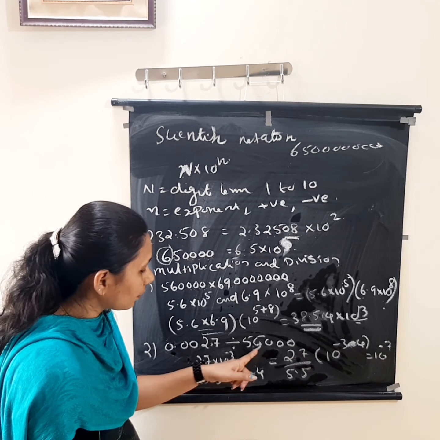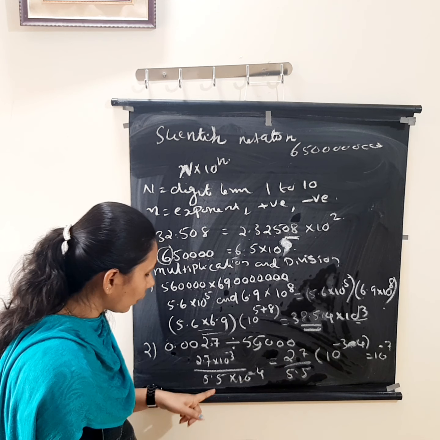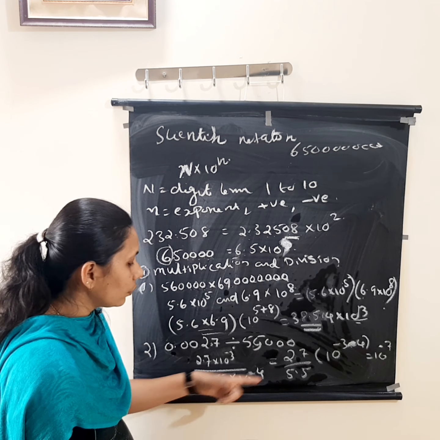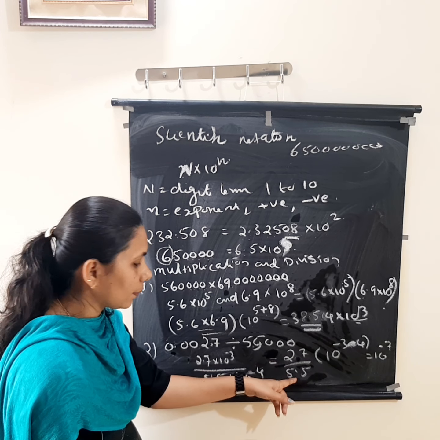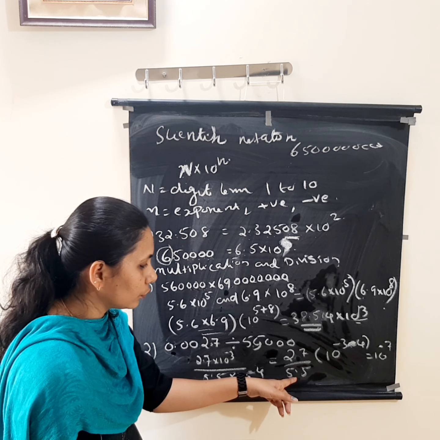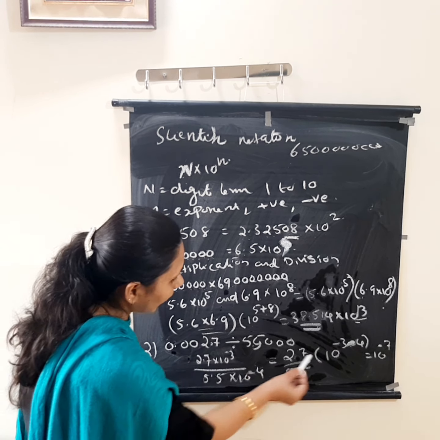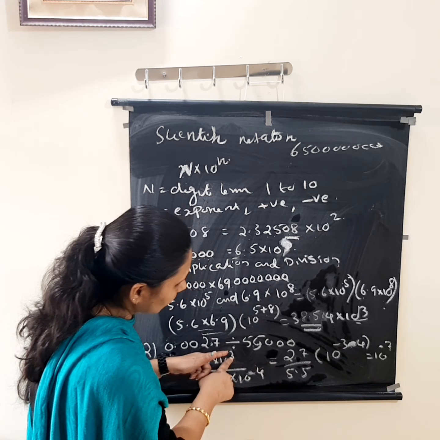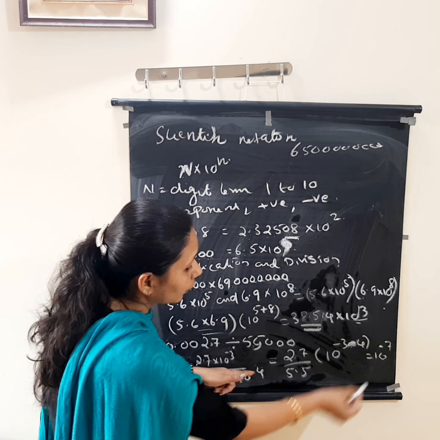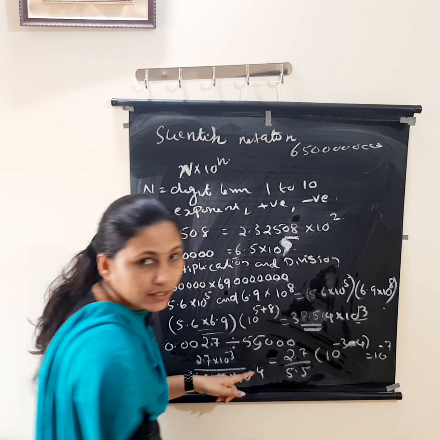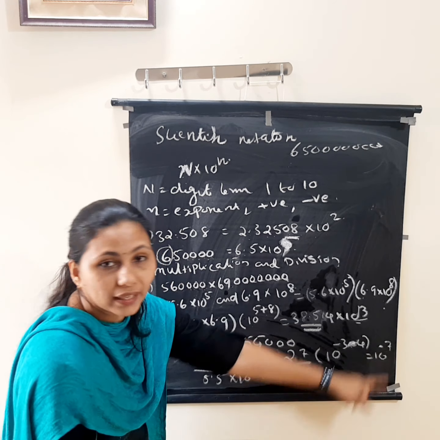Okay, then the second number is 55000. So how can I write it? 5.5 into 10 raised to 4. Clear? So the division is 2.7 divided by 5.5. These numbers we have to divide. And here the exponents: 10 raised to minus 3, then this 4 is plus 4, it will go up, which means it will become minus 4. So we will get 10 raised to minus 7.